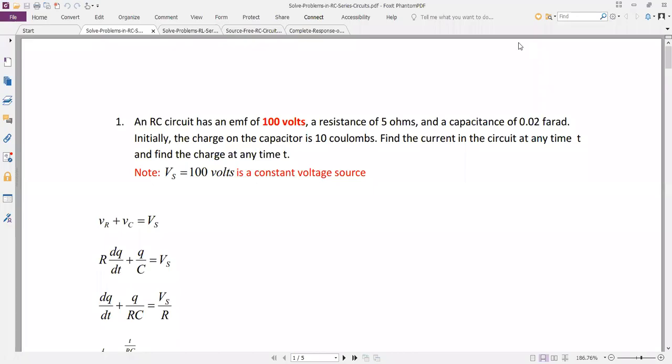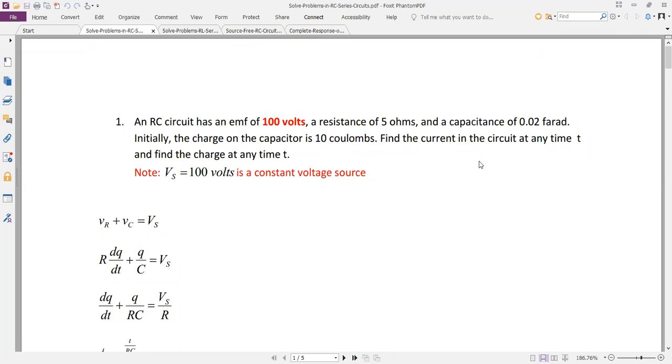So for this particular RC problem, you are given that the electromotive force of the circuit is 100 volts, the resistance is 5 ohms, and the capacitance is 0.02 farad. Now initially, for this particular capacitor, since it's an RC circuit, we have 10 coulombs as the charge.